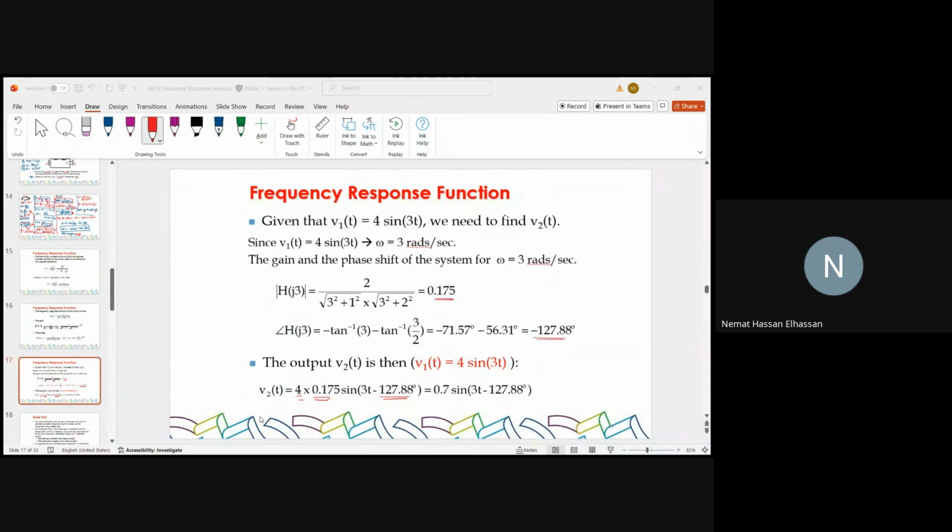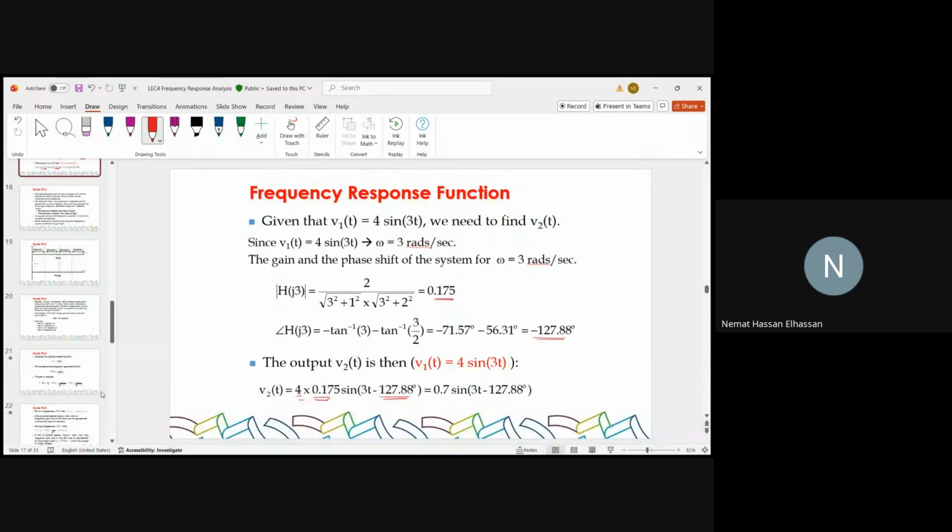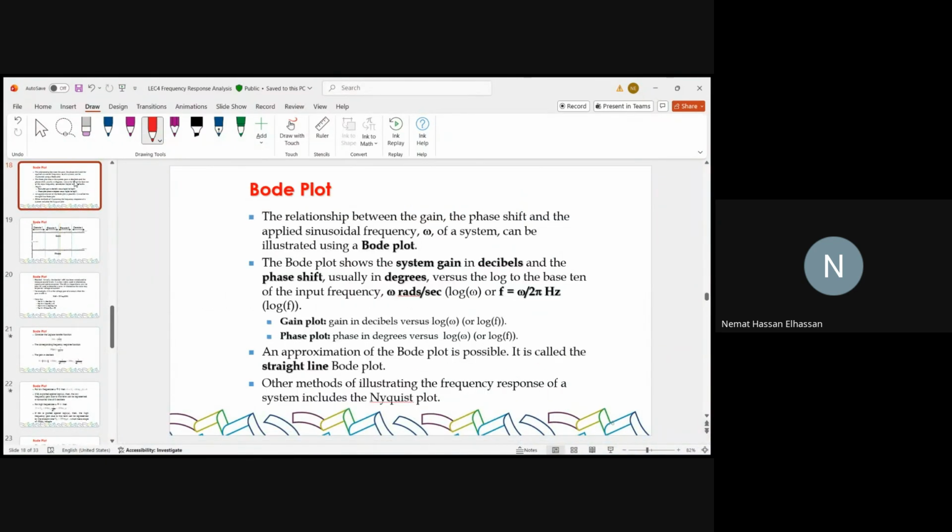Okay, so now let us move on to the second part of today's class, which is the most important part, which is the Bode plot. Bode plot is a graphical way to view frequency response. So we can evaluate frequency response by equation, by finding H of j omega, by finding the gain as a function of omega, and the phase as a function of omega. But there is an alternative.